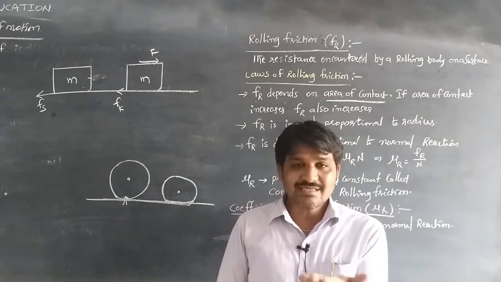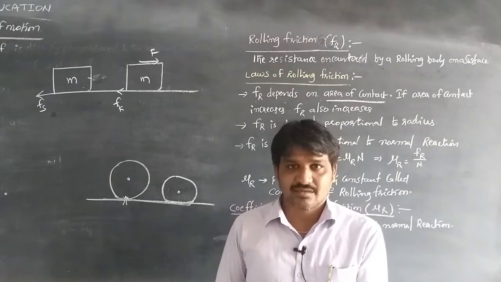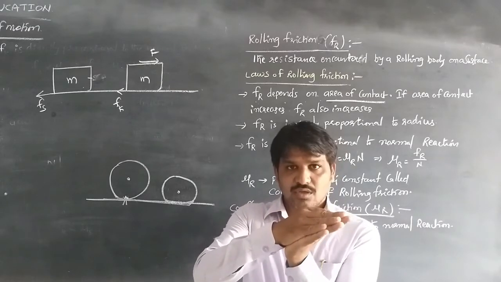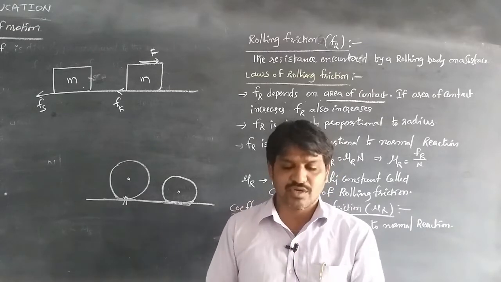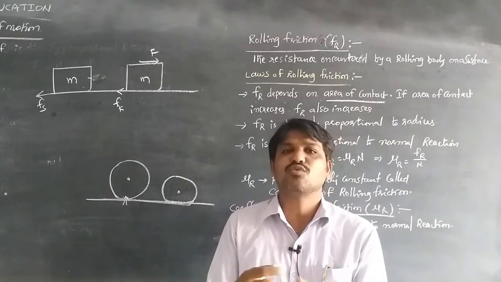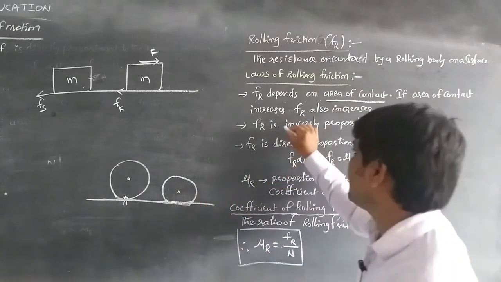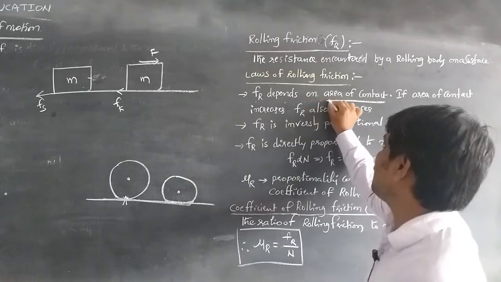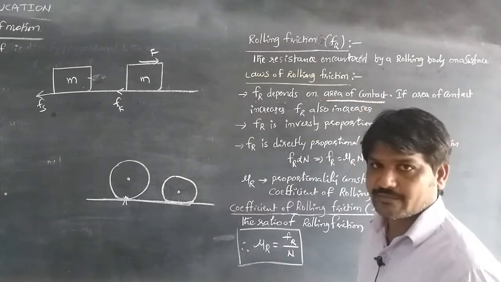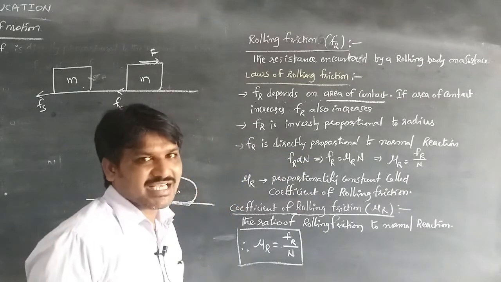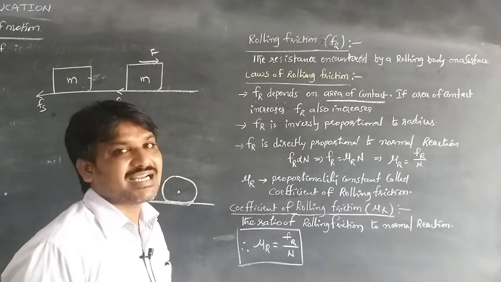But if the air in the tires is less, the contact force between the tires and the road is more. We need more energy, more force, to move the body. So here Fr depends on the area of contact. And we know that rolling friction is inversely proportional to the radius.